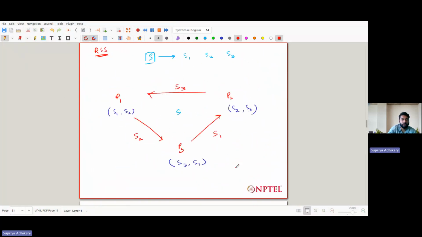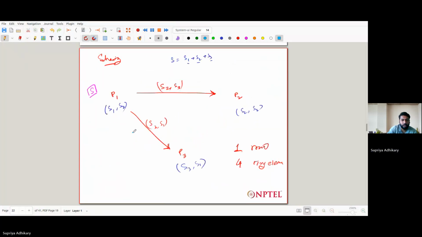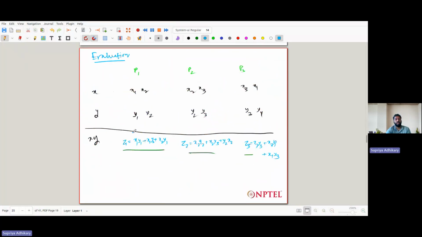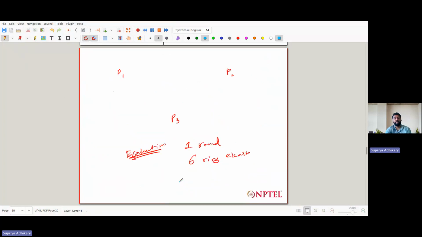So option C says the number of ring elements communicated during the gate evaluation phase will be 6. So that is also true. Because no other ring elements are to be communicated after this multiplication is done, because the rest of the evaluation consists only of additions that can be done locally by each of the participants.